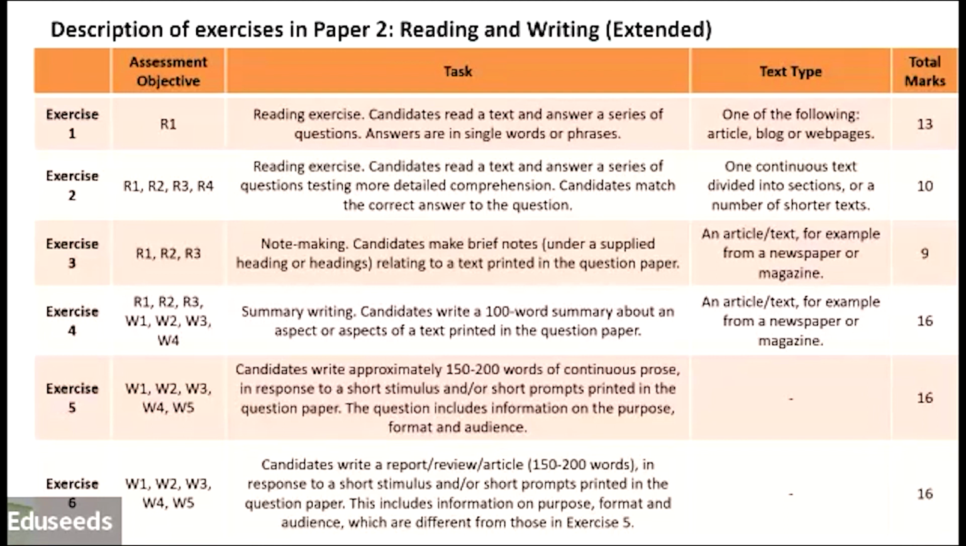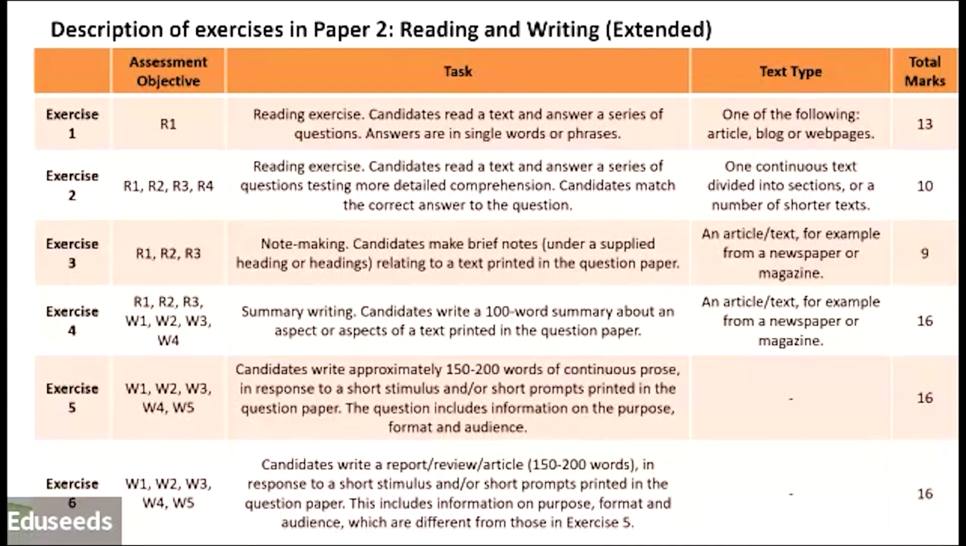For exercise 2, it is also a reading exercise. You have to read a text again, answer questions again. But the comprehension section will be more detailed. You have to match the answers to the questions. And the type of text here will be a continuous text divided into a few sections or paragraphs, or a number of shorter texts. Total marks for exercise 2 is 10.